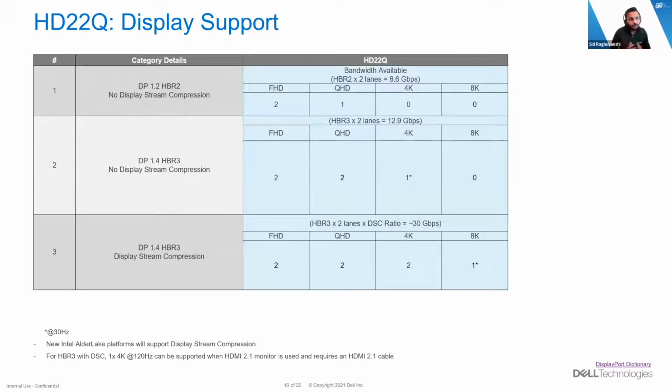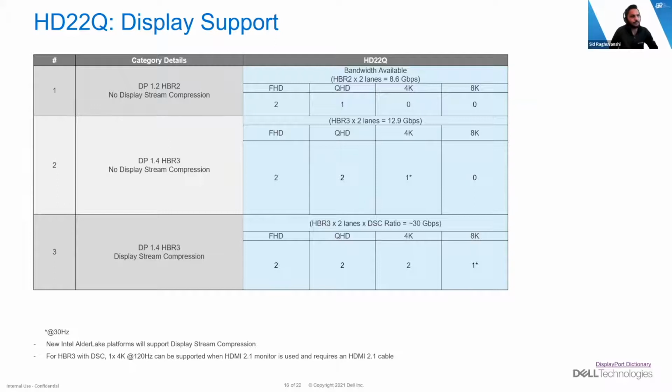Why is that important? Because the bandwidth available will decide the resolution of the monitors you can support, right? So if you want to support dual 4K, obviously you need more bandwidth. If you want to support dual FHD or QHD, then you might need slightly less bandwidth. So that's why I'm trying to make sure we understand at a basic level why the terms HBR2, HBR3 are important. And finally, you see display stream compression.